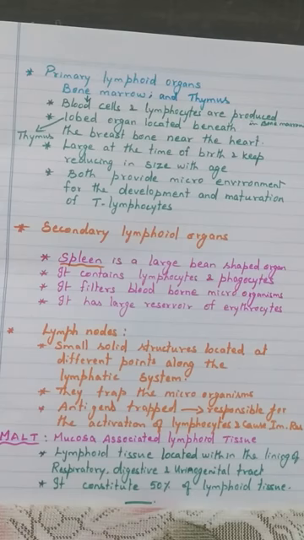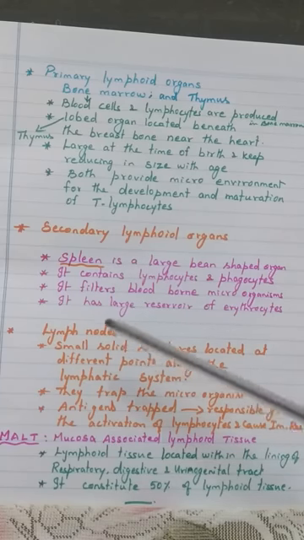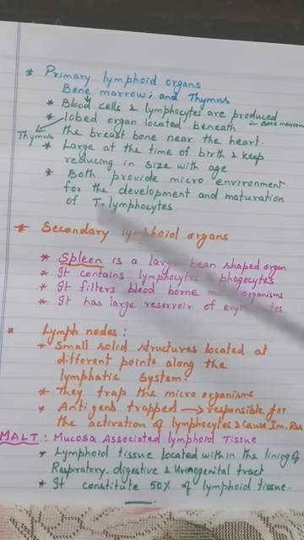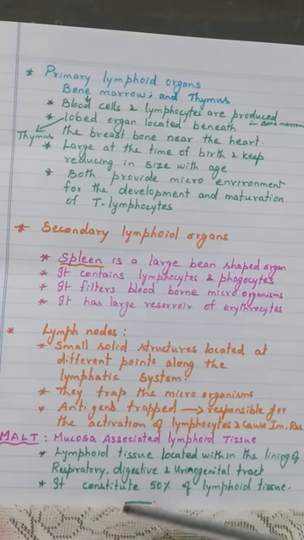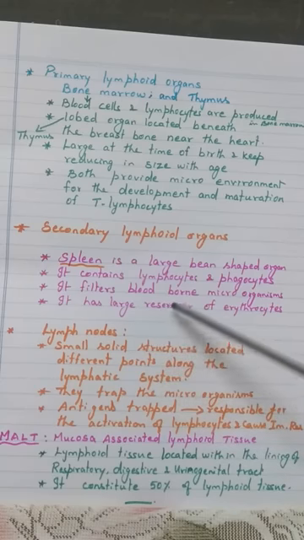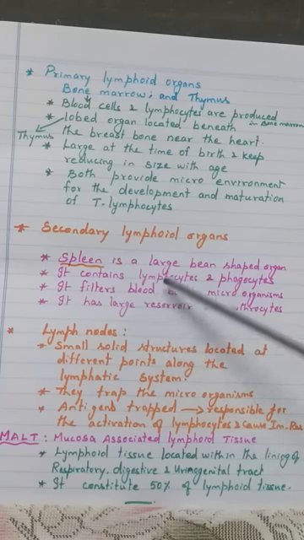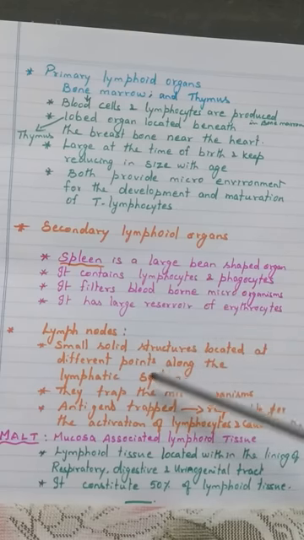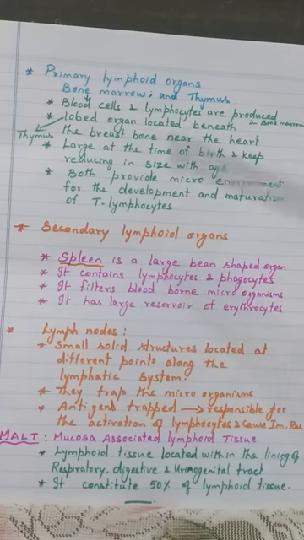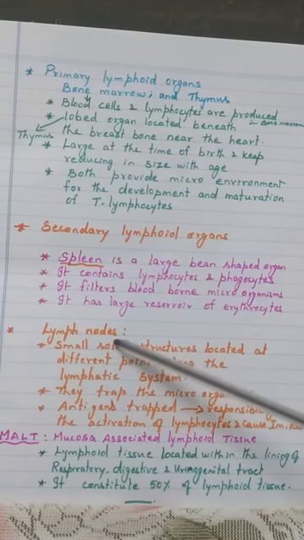And then we will see secondary lymphoid organs. Spleen and lymph nodes are secondary lymphoid organs. Now spleen is a large bean-shaped organ. It contains lymphocytes and phagocytes, it filters blood-borne microorganisms, and it has a large reservoir of erythrocytes. It contains erythrocytes, lymphocytes and phagocytes, and it filters the blood-borne microorganisms.